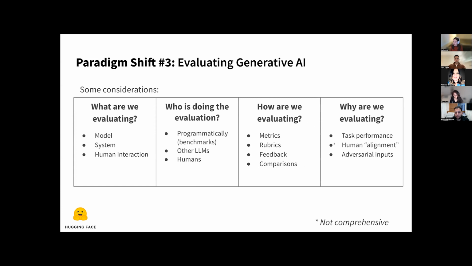And finally, one major aspect of evaluation is also to think about why you are evaluating the model. Is it for task performance, human alignment, which means how is it answering the questions? Is it answering them well and aligned to what a human would want to have outputted from a model, as well as whether these models are outputting some types of adversarial data based on those inputs.